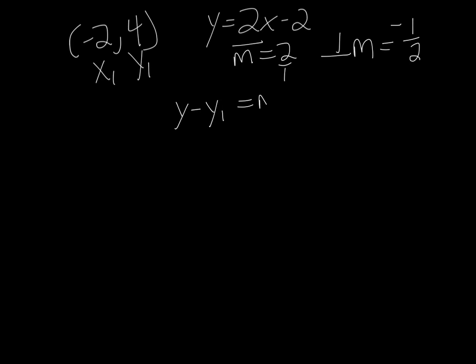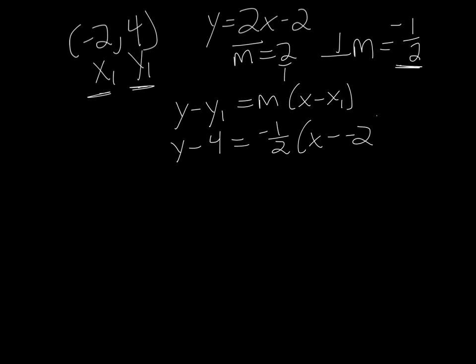y minus y sub 1 equals m times the quantity x minus x sub 1. I will use my x sub 1, y sub 1 point, and I will use my perpendicular slope in the m position. So y minus 4 equals -1/2 times the quantity x minus -2. Since I'm taking away a negative, I can change that to addition. Now I distribute this -1/2 through to both terms. So y minus 4 equals -1/2 x minus 1.